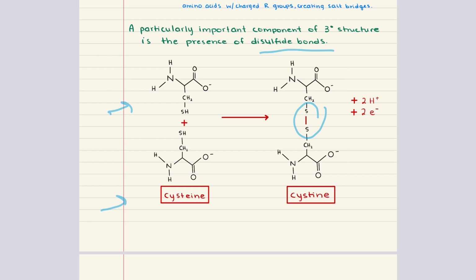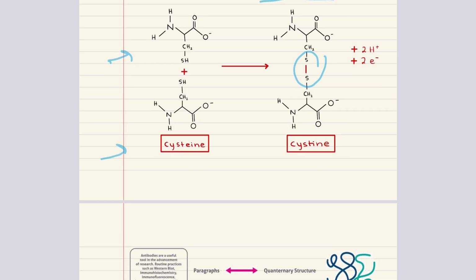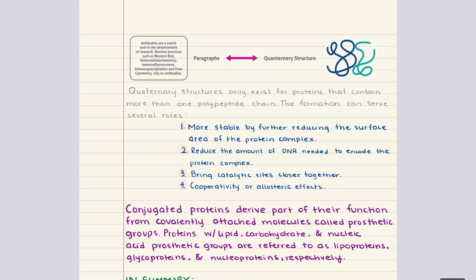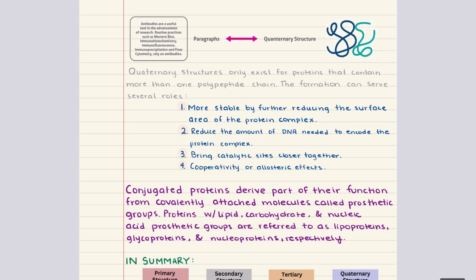For many proteins, the tertiary structure represents the final level of organization. But in some cases, there is one more level, the quaternary structure. This only applies to proteins made up of more than one polypeptide chain. These multi-subunit proteins must arrange their chains in a specific way to function properly. And forming a quaternary structure provides several advantages.